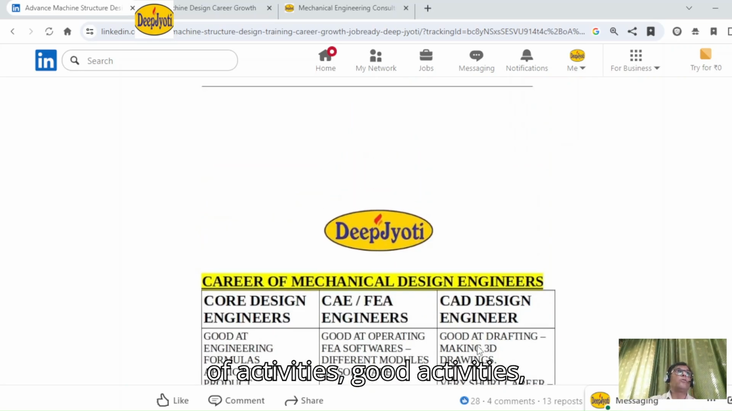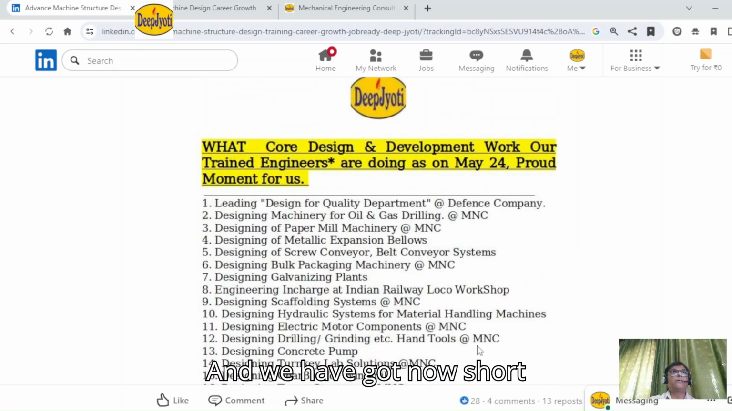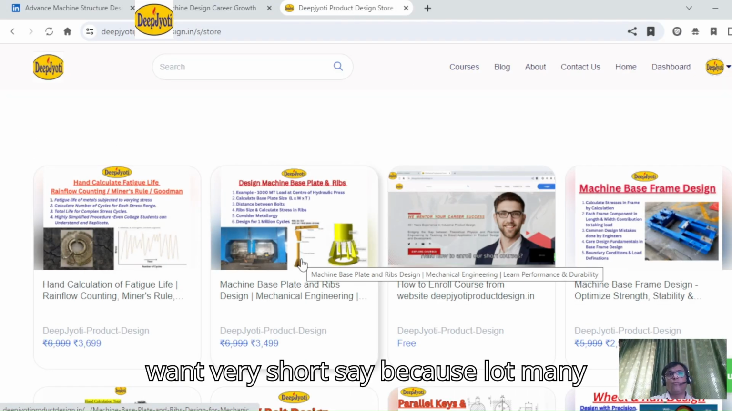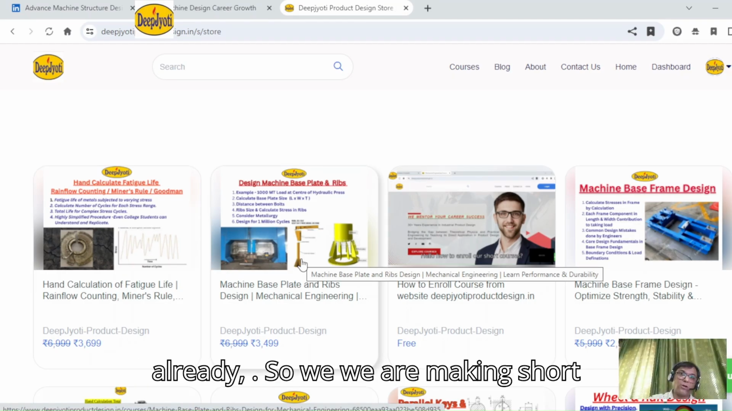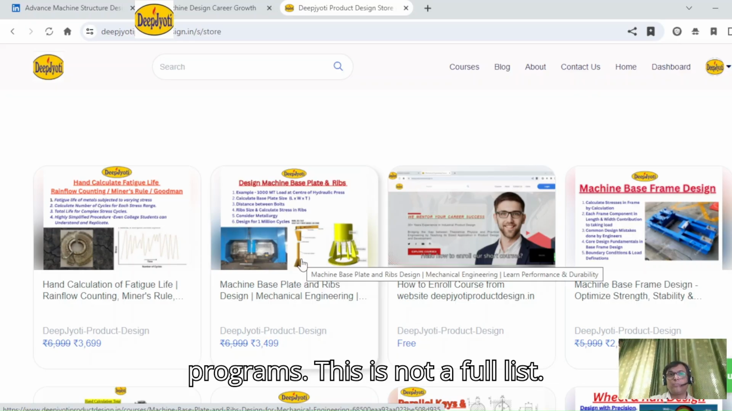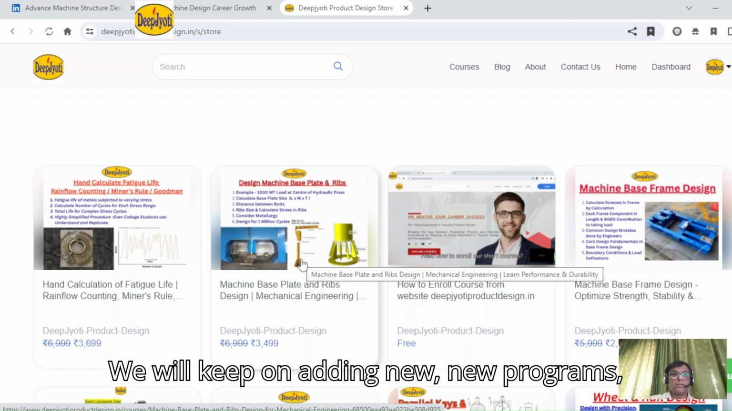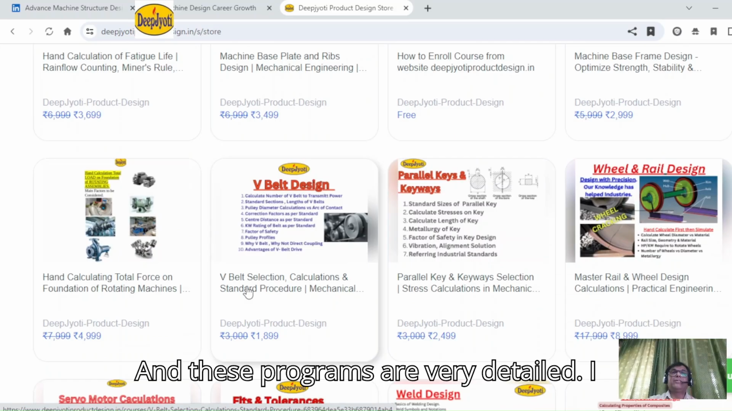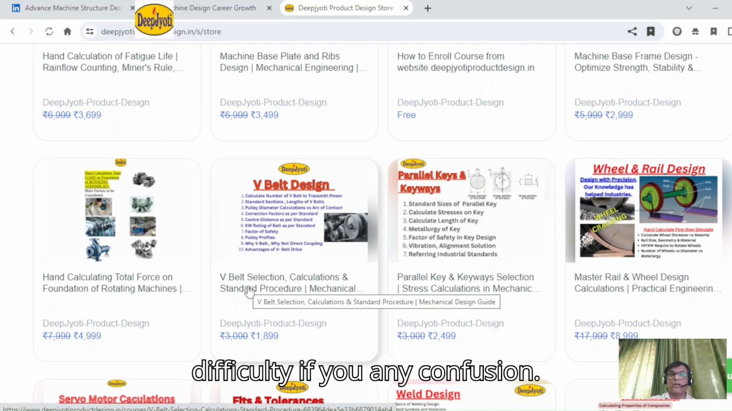We do a lot of good activities, right? And we have now got short programs also for those who want only a very short program, because many people said I want only this much knowledge. So we are making short programs. This is not a full list. We will keep on adding new programs, right? And these programs are very detailed. I tell you, it will bring you out of your difficulty if you have any confusion.